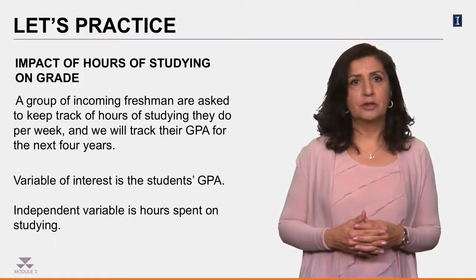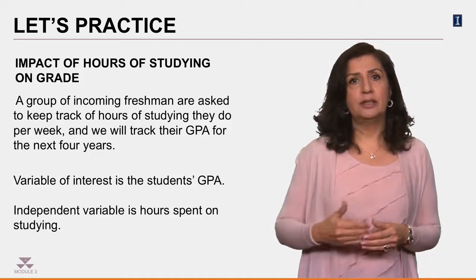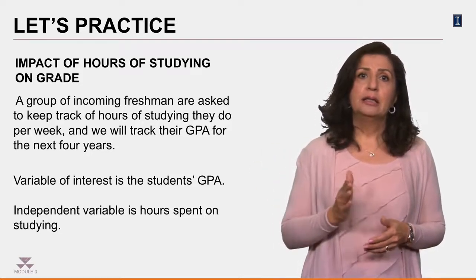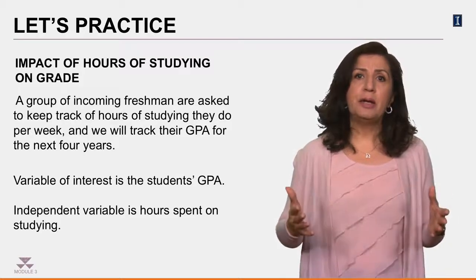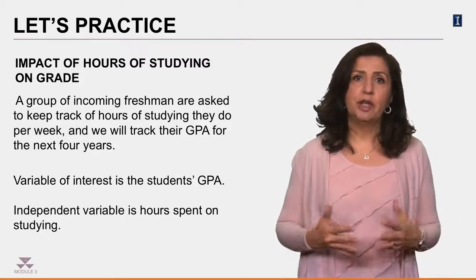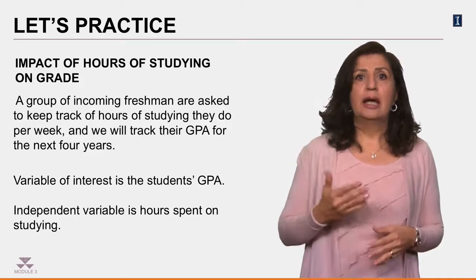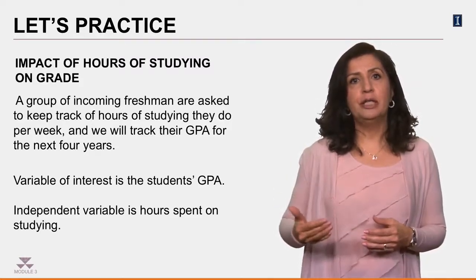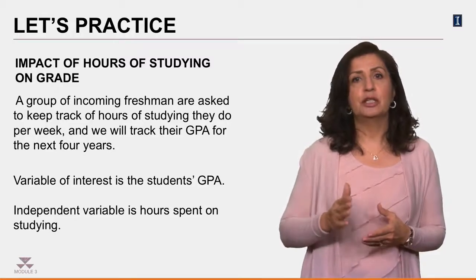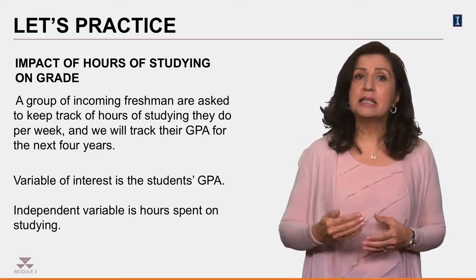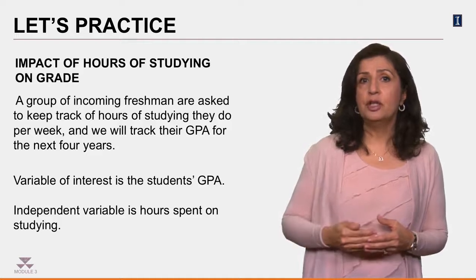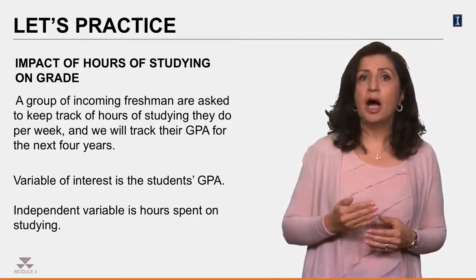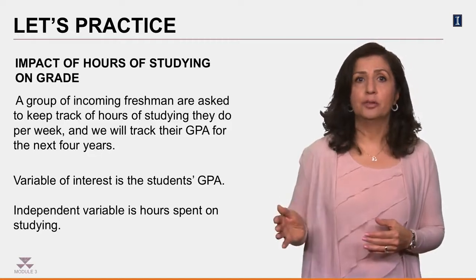So now let's practice. Going back to this earlier study about the impact of studying on GPA. In this study, we designed an experiment in which we selected a group of incoming freshmen and asked them to keep track of hours of studying they do per week, and we track their GPA for the next 4 years. Is this an observational study or experimental study? What about the data? Is it time series or cross-sectional?